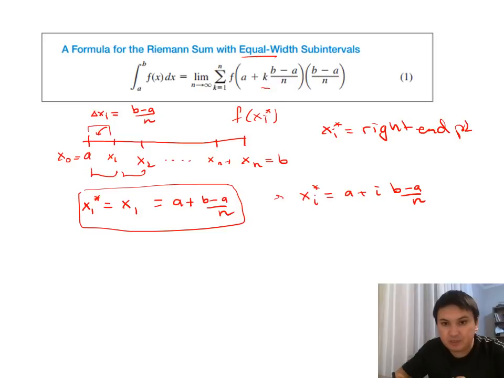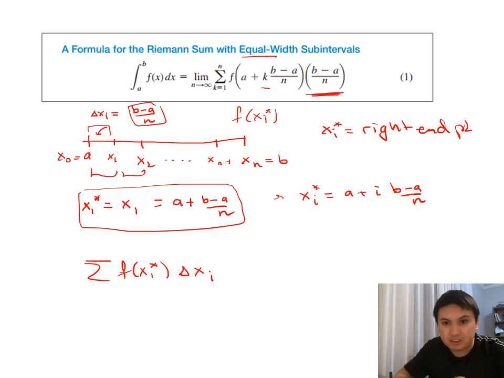Here the variable is k, so k runs from 1 to n. In place of i, if you like, you can consider k. And for the Riemann sum again, it was f of x_i star multiplied by delta x, but because we fixed delta x, it's (b minus a) over n.